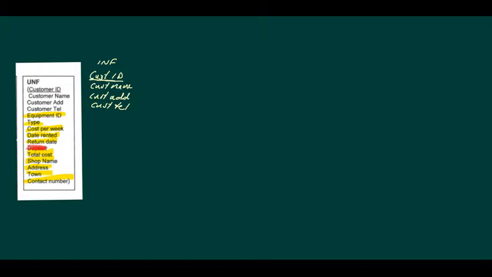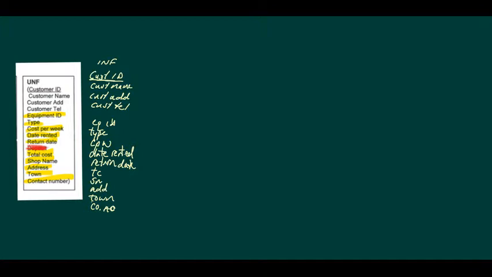And then down here we've got equipment ID, and we've got type, cost per week, CPW, date rented, and return date. Total cost, TC, shop name, address, town, and contact number. Okay, nothing's underlined there. We'll deal with it in a second.